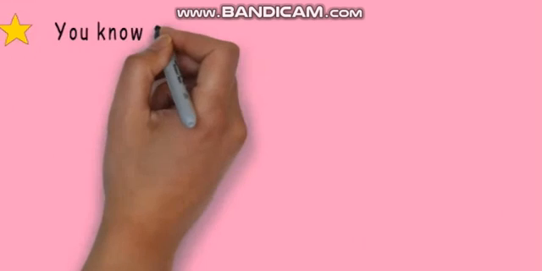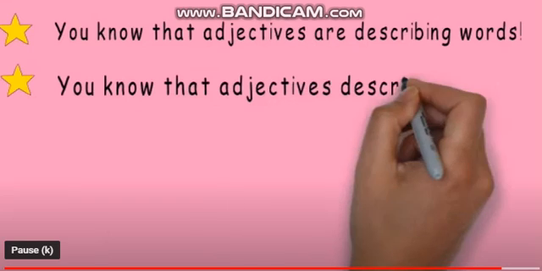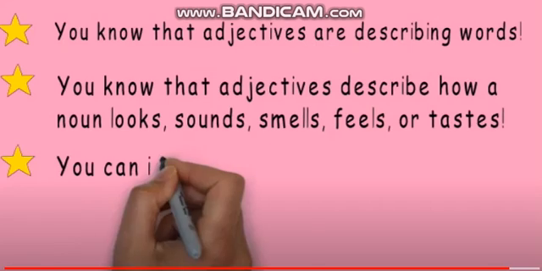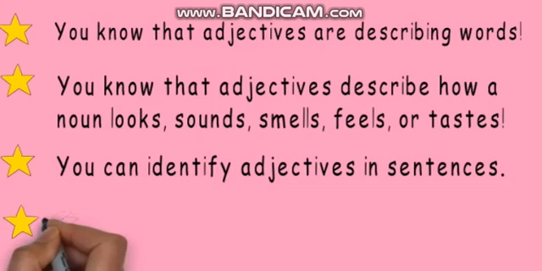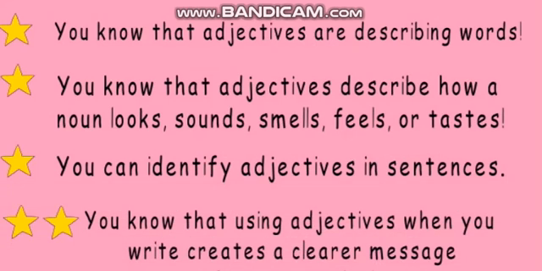Hooray! You now know that adjectives are describing words. You also know that adjectives describe how a noun looks, sounds, smells, feels, or tastes. You can identify adjectives in sentences. But most importantly, you know that using adjectives when you write creates a clearer message for your reader.